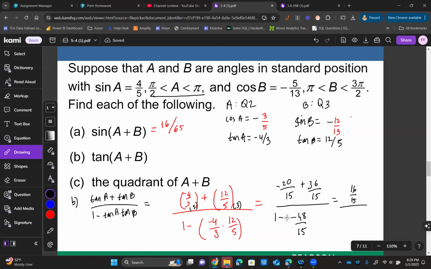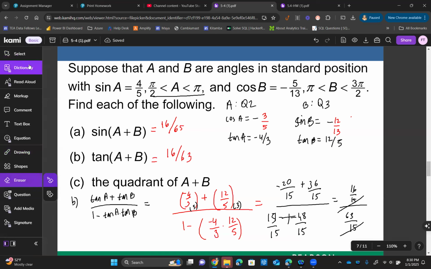And here, two negatives will give me a plus. So one is 15/15. And when we add the 15 and 48, that's almost a 50. That's 63/15. And the 15s will cancel each other. So that gives my tangent value to be 16/63.